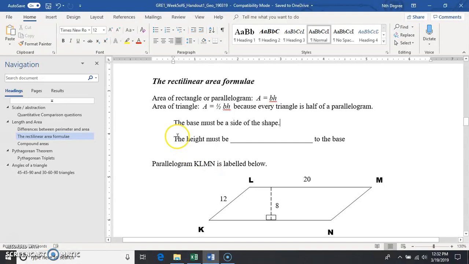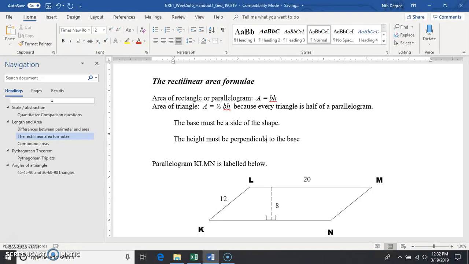All right, so what about the height? The height must be blank to the base, and we're going to fill in that blank with perpendicular. The height must be perpendicular to the base. It cannot be a slant height in order to calculate area.